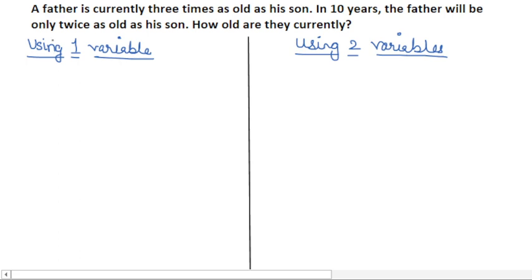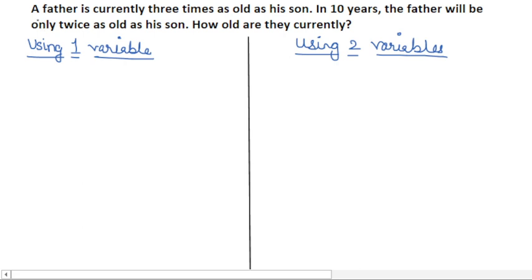Here is an application of algebra, a word problem which can be solved either using one variable or two variables. When we use one variable to solve any word problem, it is a linear equation, and when we use two variables, it is an application of simultaneous equations, or a system of equations in two variables. Let us start solving it using one variable first.